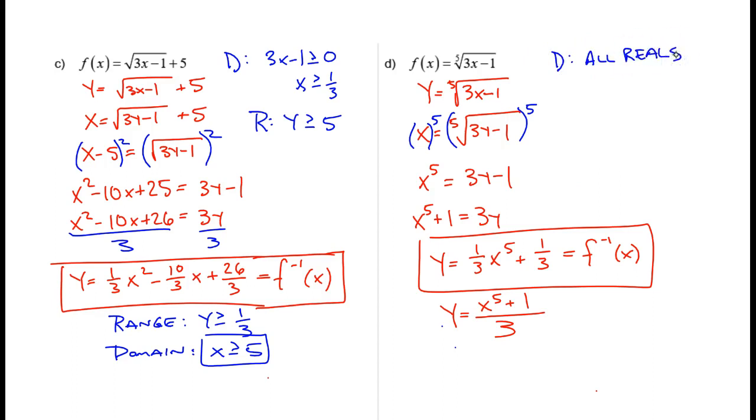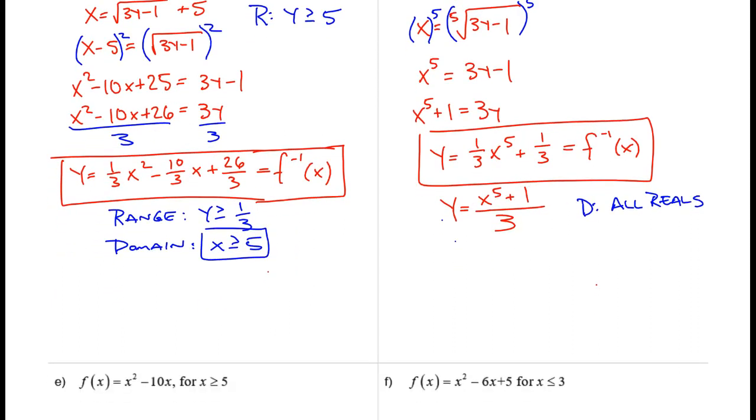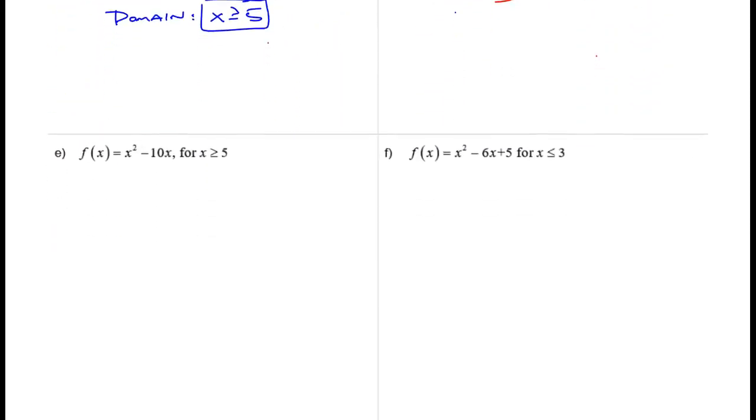The domain of that thing is all reals, so that will also be the range of my inverse. The range of this function will also be all reals. There's nothing in there that will limit the output of the function. And that means the domain of my inverse is all reals. All right, let's move along here and look at part E.